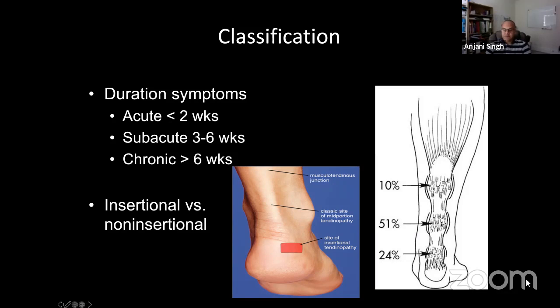And this again tells the extent to which we can encounter these over a term. It's seen here that the non-insertional variety is the more prolific one, and it accounts for around half of the pathology.